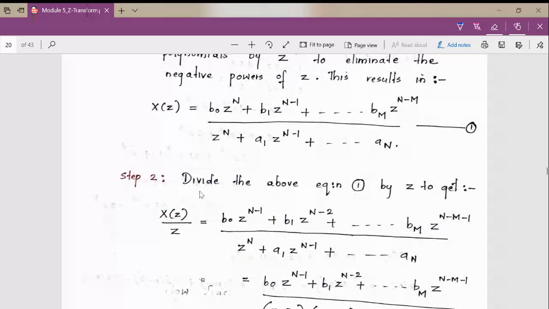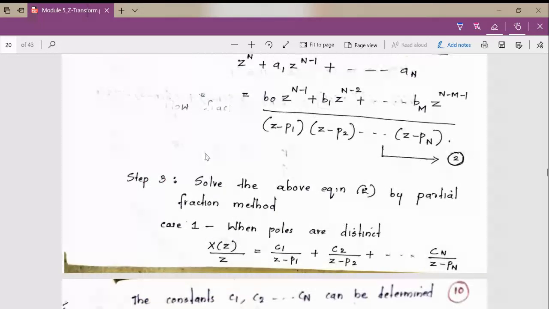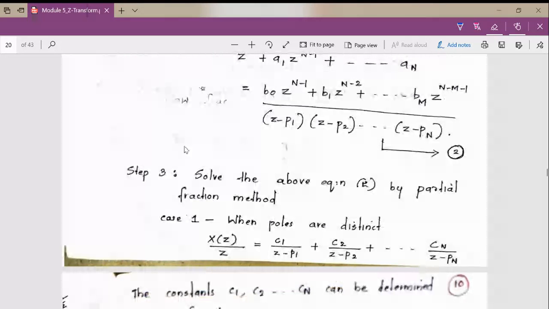The next step is to divide the above equation, that is, divide X of Z by Z. So we write X of Z by Z; we have to divide the whole equation by Z. Then we have to solve the equation by the partial fraction method.